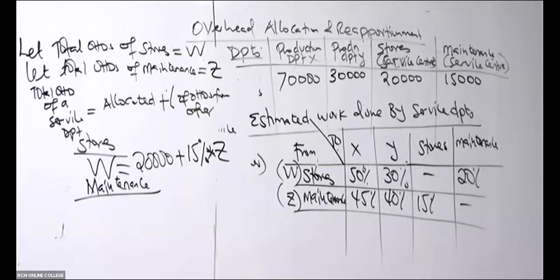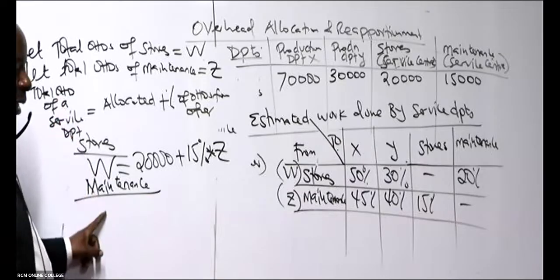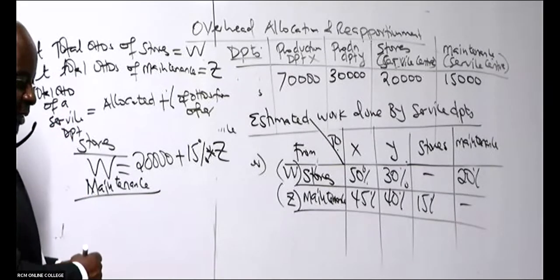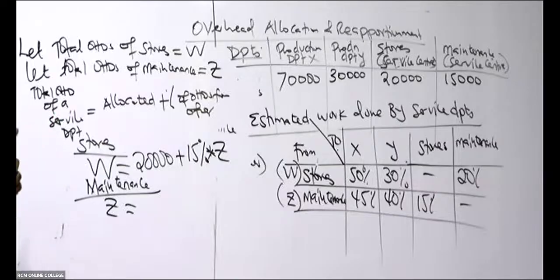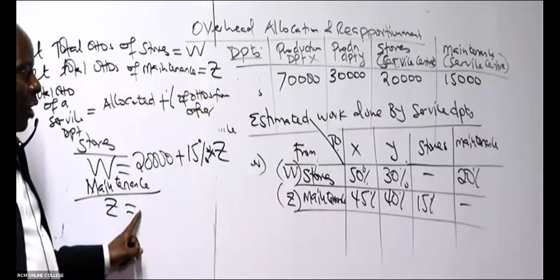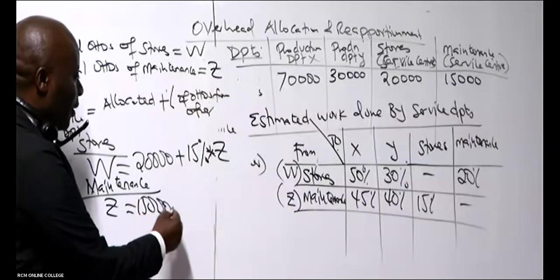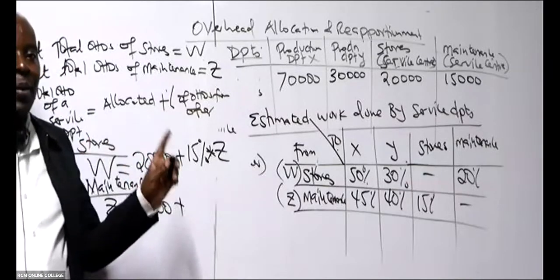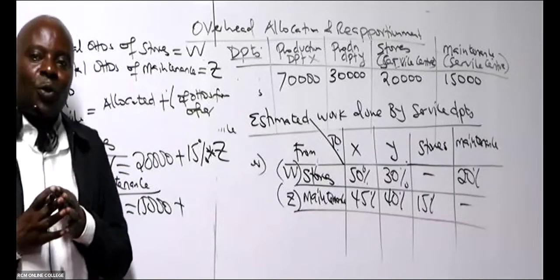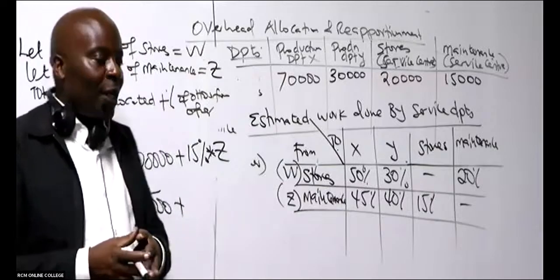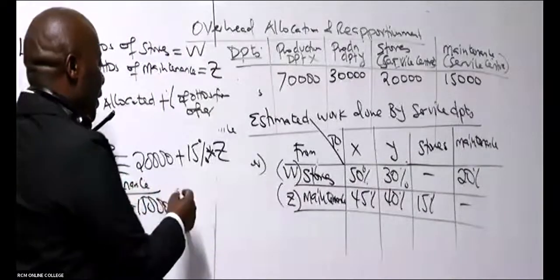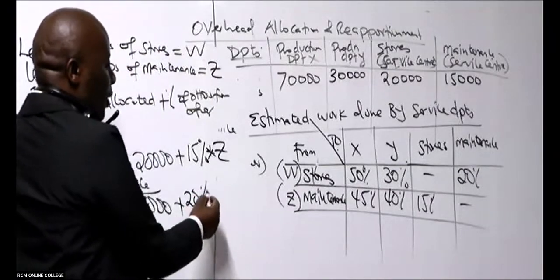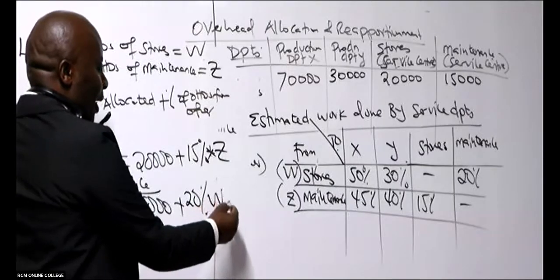Can we see what students have written? Let's see. In this case, I start with the total overhead of maintenance. How much? Z. Total has never been 15; 15 will be allocated. Then we come to the allocated under maintenance. How much? 15,000. Plus, are we receiving any percentage from any other? Remember, we are maintenance, so we're going to receive something from stores. From stores, we are receiving what percentage there? 20%. So 20% of what here? Of W, yes.